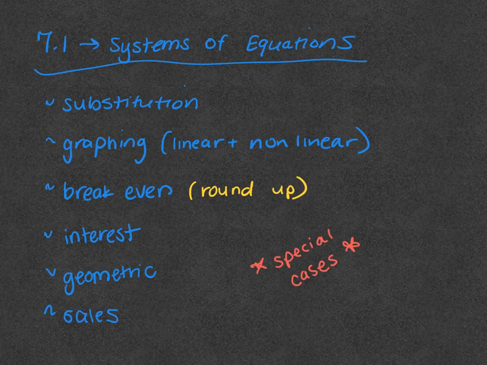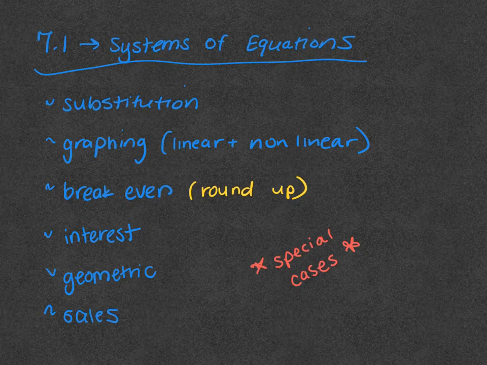So remember in 7-1, we did systems of equations with substitution and graphing. We did these linear and nonlinear. So remember you had things like lines with parabolas. You have a line with square roots, that kind of stuff, where you want to graph your line, graph your parabola, and then figure out the exact points where they overlap.